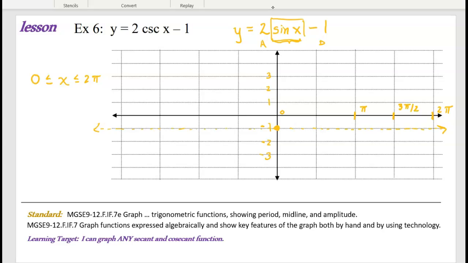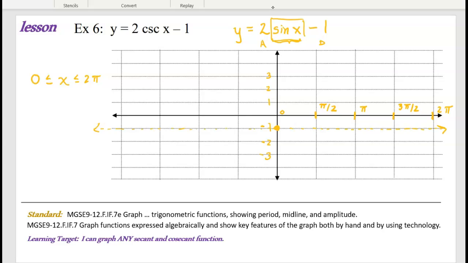3 pi over 2. My hope is you've gotten pretty good at finding these exact x values. Remember, some of you are drawing tons of waves, which is beautiful, but make sure between one full wave you have 5 x values. You don't have to do it for the entire graph. Okay, so I have my 5 x values.